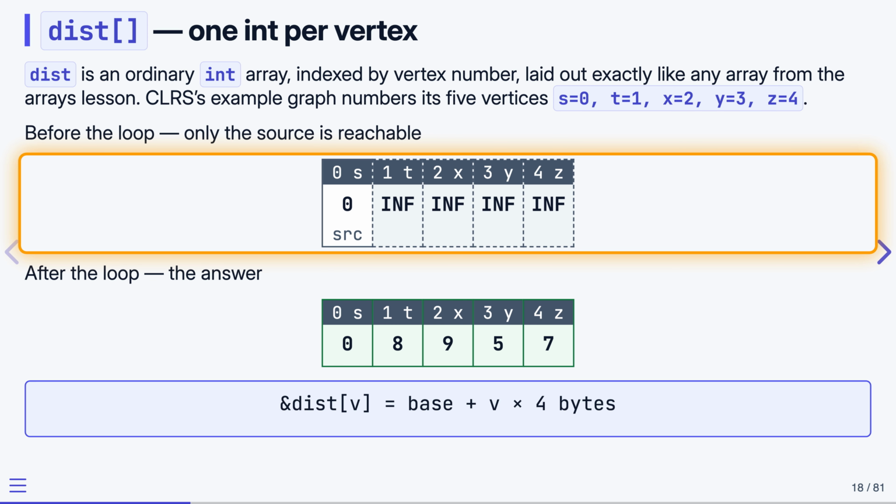The source vertex S holds 0 because the distance from S to itself is 0. Every other cell holds infinity, written as ∞ on the slide. Think of infinity as a note to ourselves. It means we have not found any path to that vertex yet.